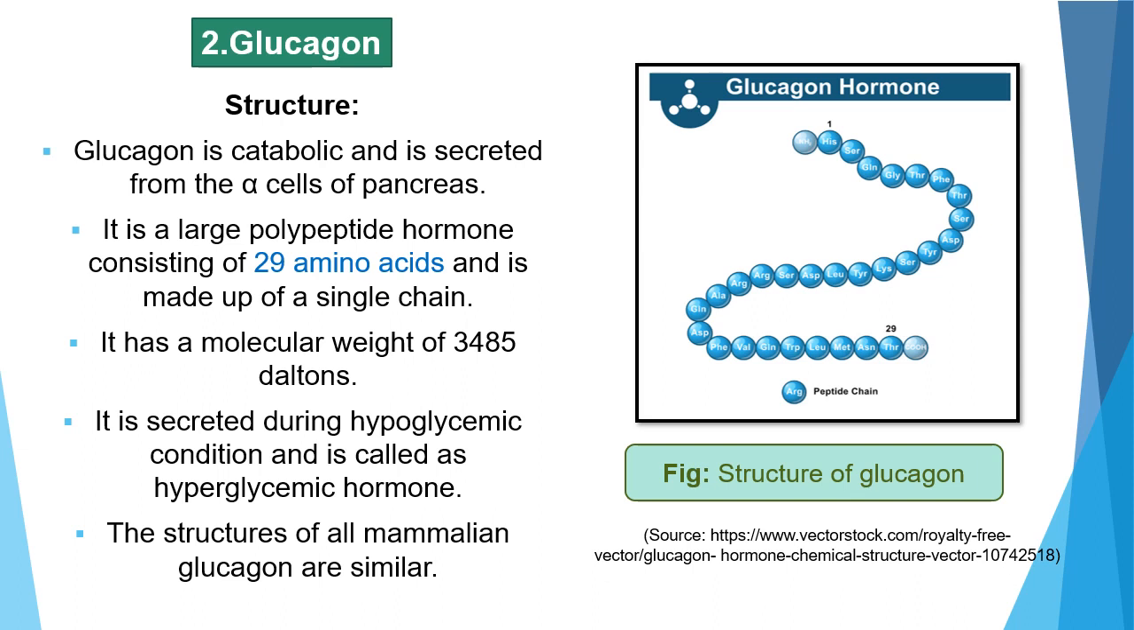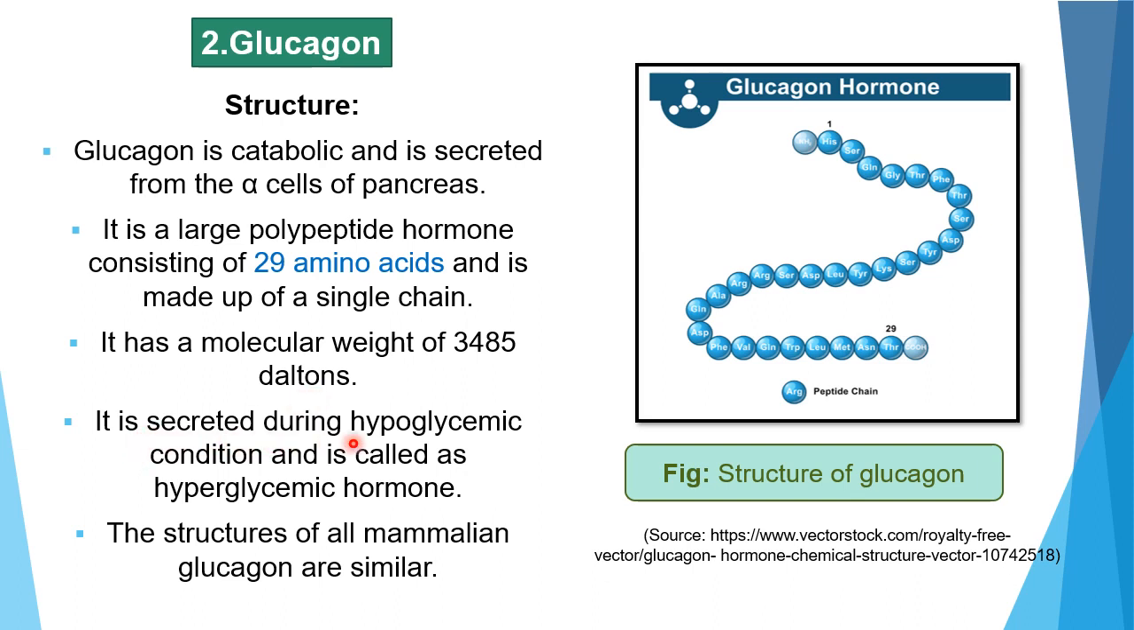Next is glucagon. Let us see its structure. Glucagon is catabolic and is secreted from the alpha cells of the pancreas. You can see in the figure the structure of glucagon. It is a large polypeptide hormone consisting of 29 amino acids and is made up of a single chain. It has a molecular weight of 3485 daltons.